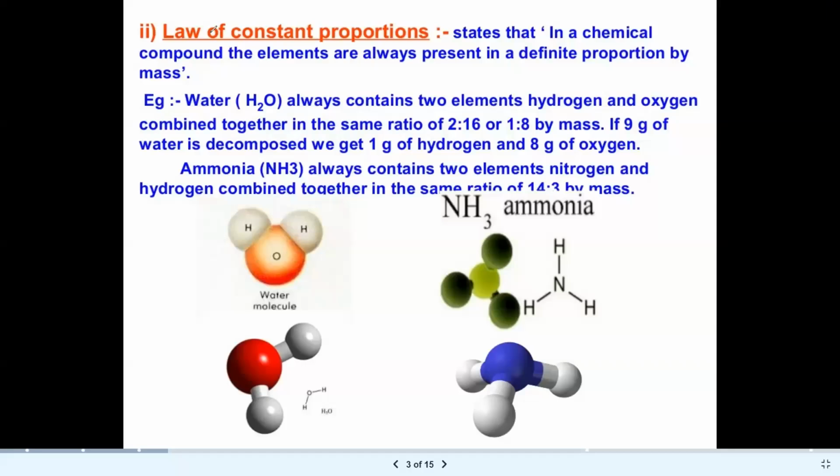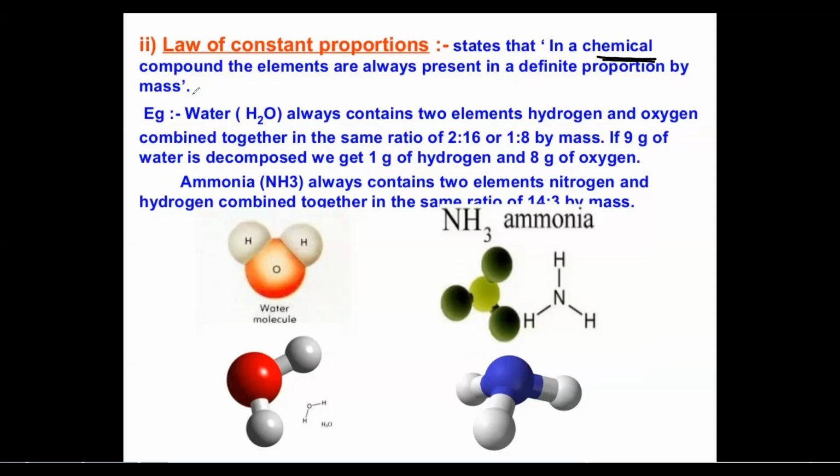Now we have the law of constant proportions. The law of constant proportion states that in a chemical reaction, the elements in a compound are always present in definite proportion by mass. For example, water is always in a fixed ratio of 8 is to 1. That means whenever two elements combine, they combine in a fixed ratio by mass. If I take water from a pond, lake, or river, anywhere, water will always be in the combined ratio by mass, which is 8 is to 1.